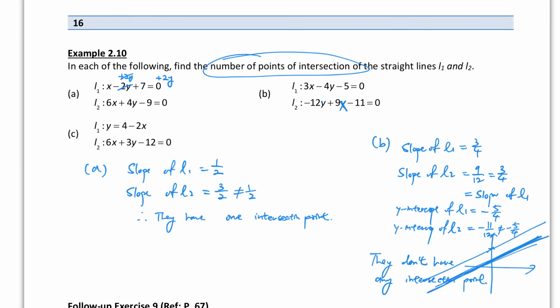If the y-intercepts are equal, that means they have infinitely many intersection points. This is the main focus in this example. In part 3, we want to determine how many intersection points there are and how to find the intersection point. If they have an intersection point and I want to find its coordinates, you can solve it by using simultaneous equations.